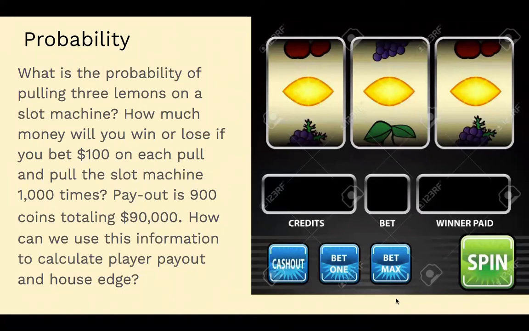Probability was our last unit. In this unit, we solved real-world problems like this one. What is the probability of pulling 3 lemons on a slot machine? How much money will you win or lose if you bet 100 on each pull in the slot machine 1,000 times? Payout is 900 coins, totaling $90,000. How can we use this information to calculate player payout and house edge?